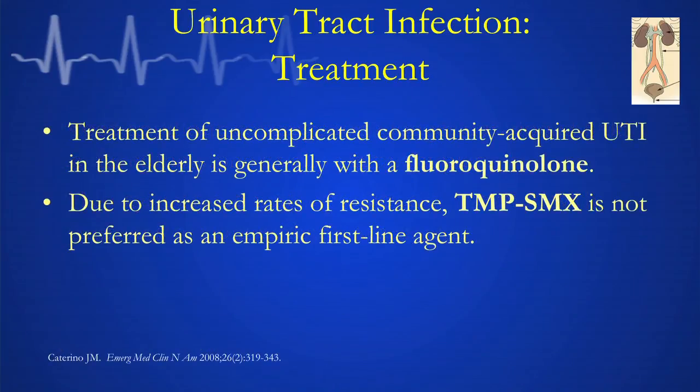Treatment of uncomplicated community-acquired UTI in the elderly is generally with a fluoroquinolone, so Cipro, Levaquin, Macrodantin can be included here. Due to the increased rates of resistance, Bactrim is not preferred as an empiric first-line agent. Okay, so again, we're talking about elderly patients. Stay away from your Bactrim, more towards your quinolones.